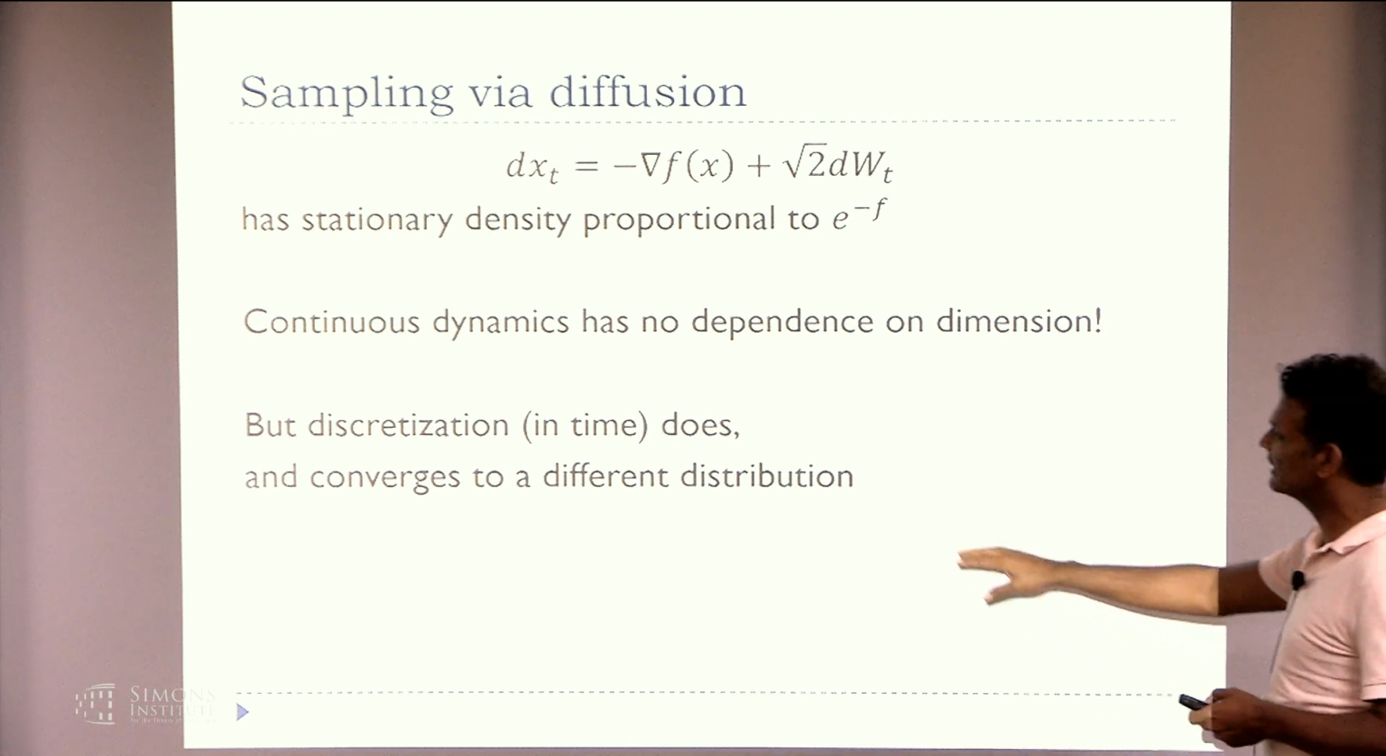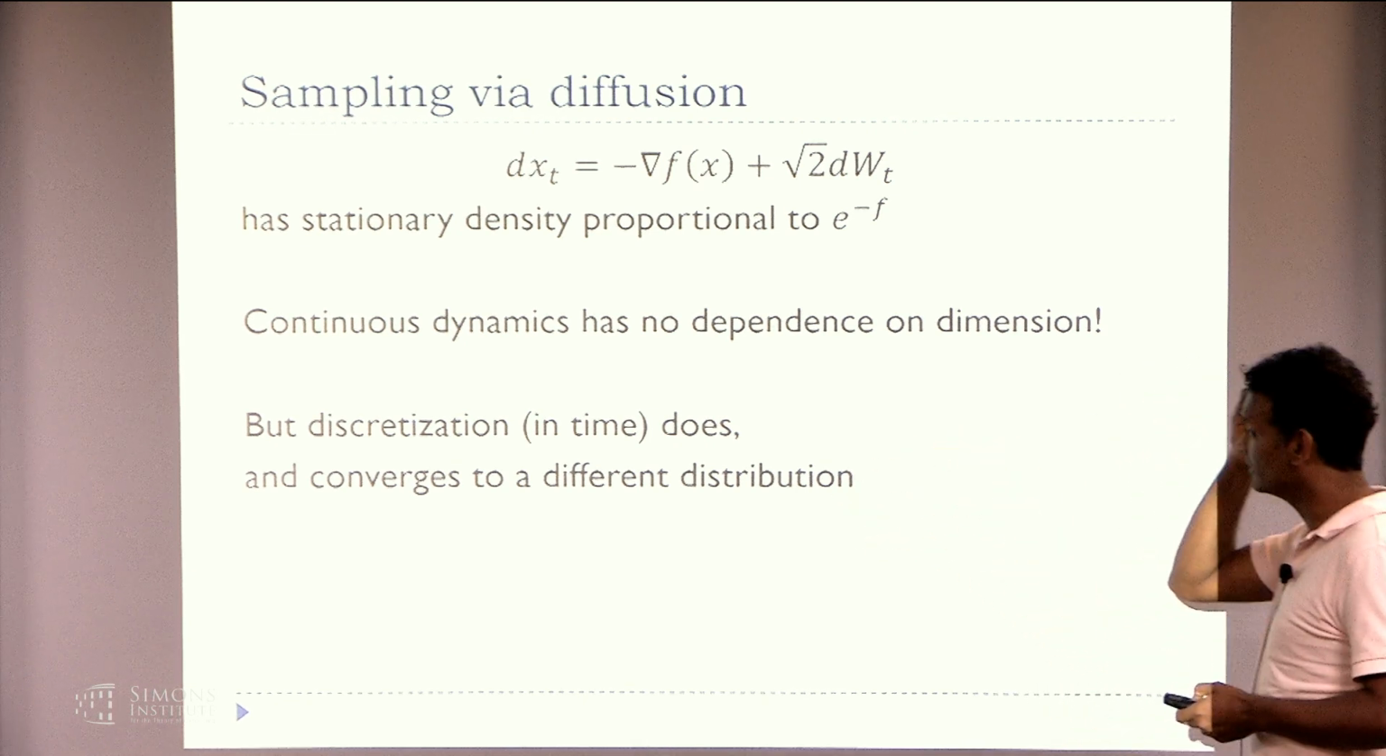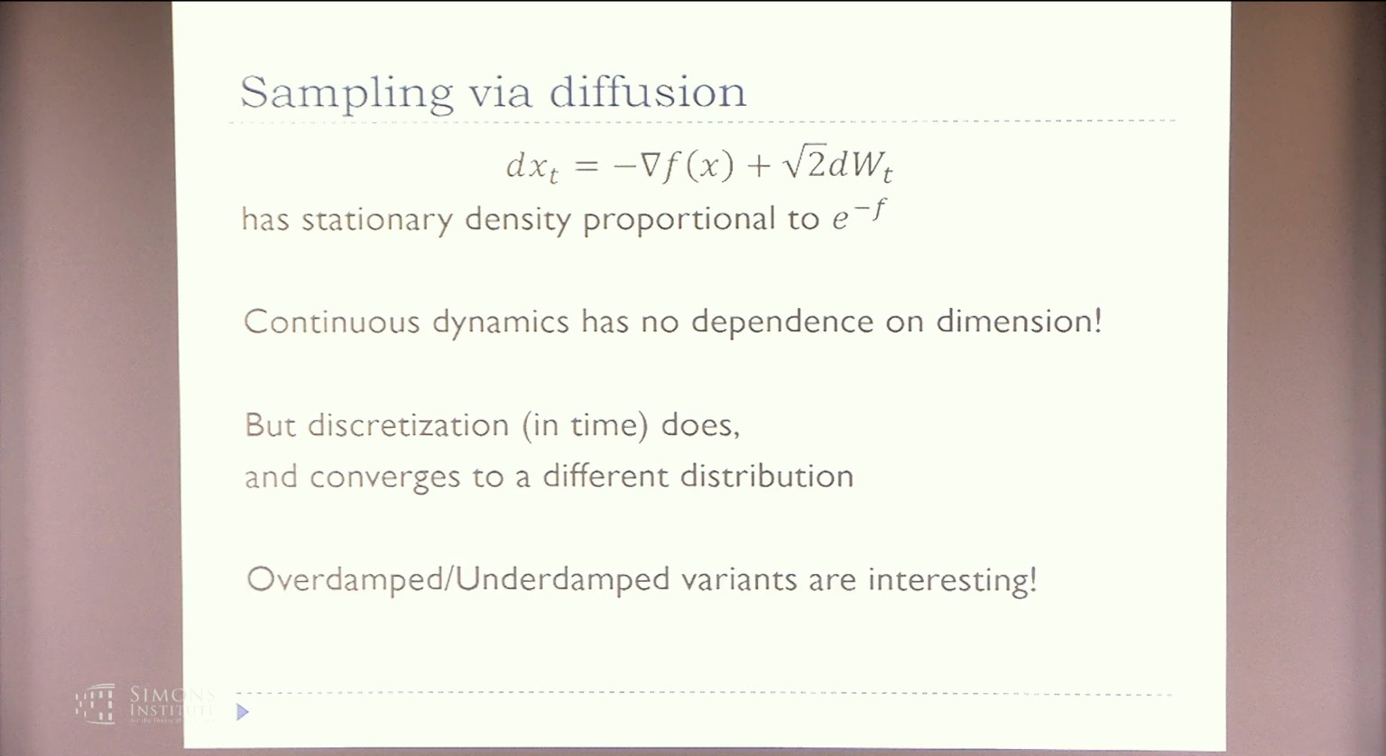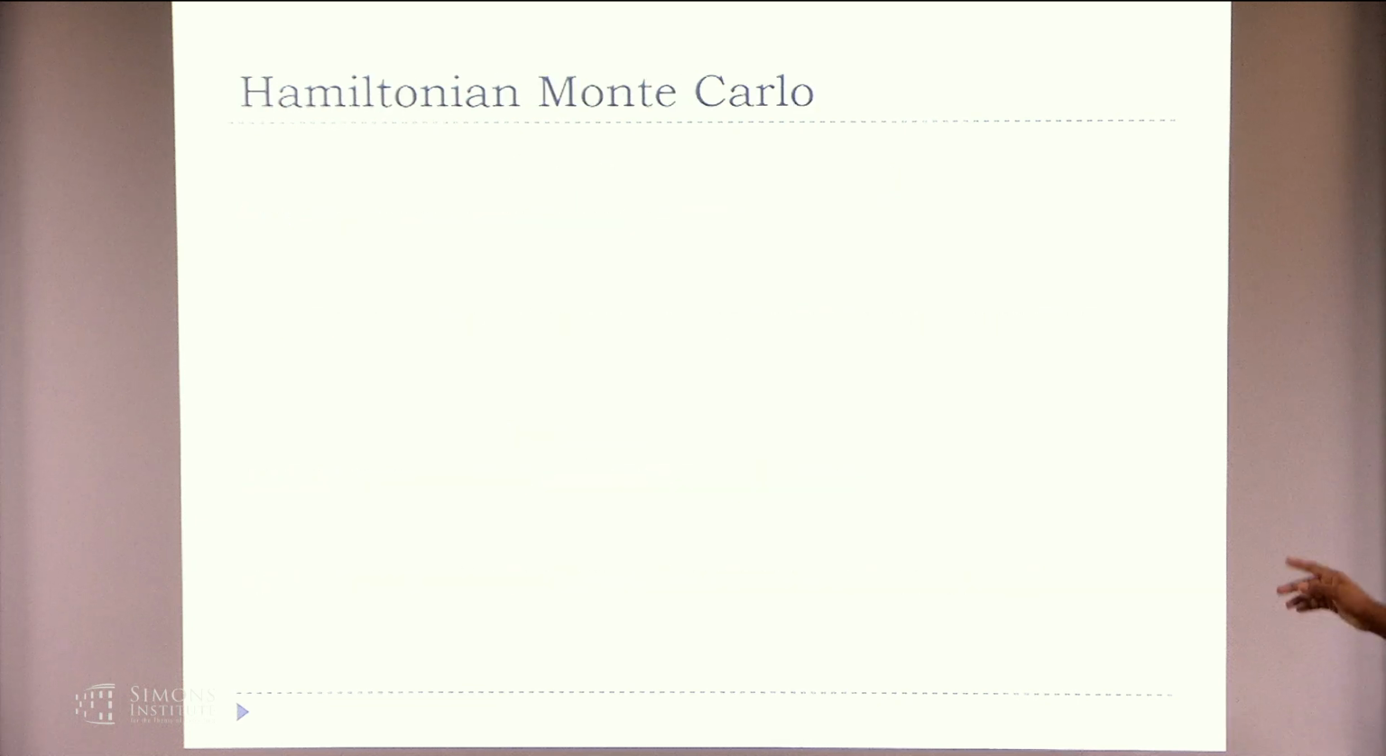Now, unfortunately, if you discretize in time with any sort of step size, it actually converges to a slightly different distribution. Close, depending on how small your step size is, but different. And there are variants to fix this or to make it faster. I won't discuss all of them, but there's a number of interesting papers on this topic. I'll mention some of them.